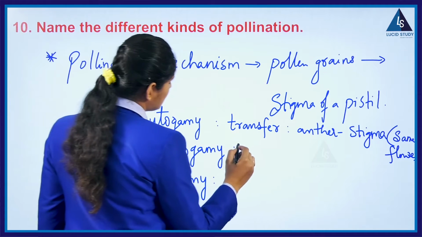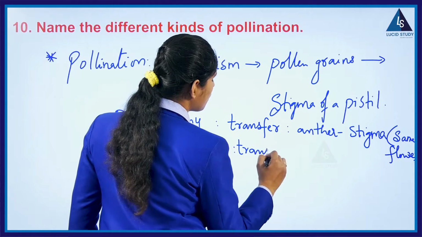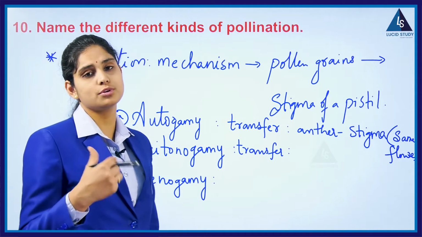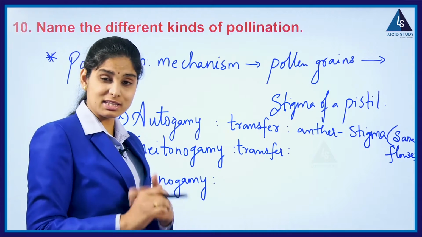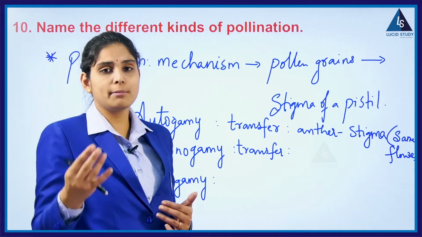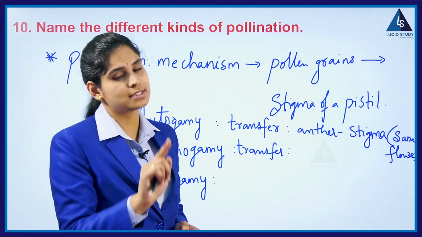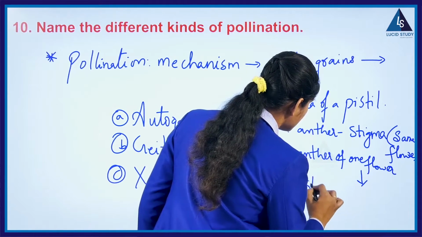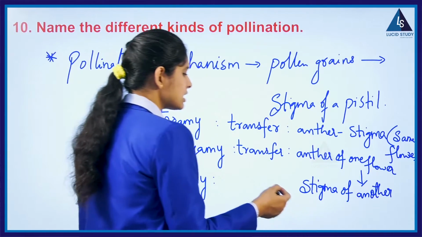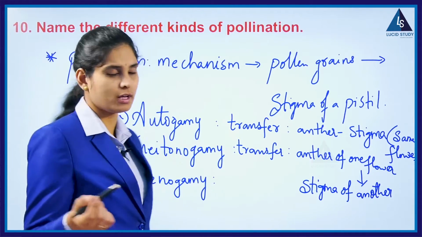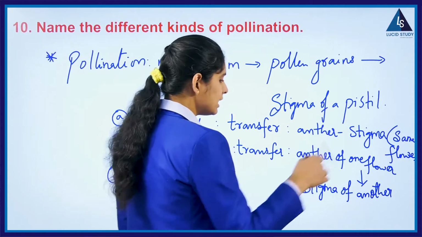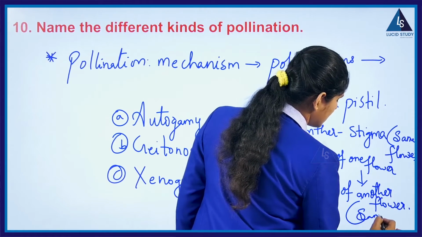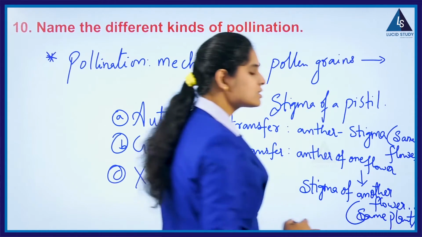Now, what is geitonogamy? Nothing but the same transfer of pollen grains, but with a slight difference: the anthers of one flower containing the pollen grains transfer them to the stigma of another flower, but of the same plant, right? So, pollen grains present in the anther of one flower go to the stigma of another flower of the same plant. This is called geitonogamy.